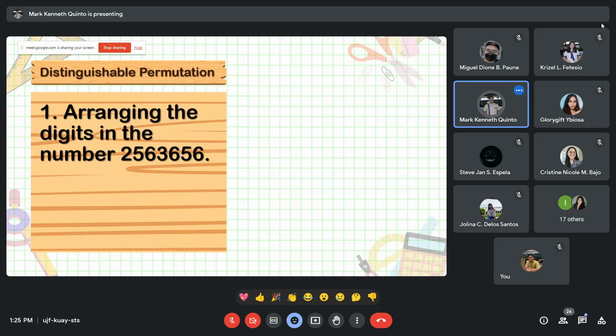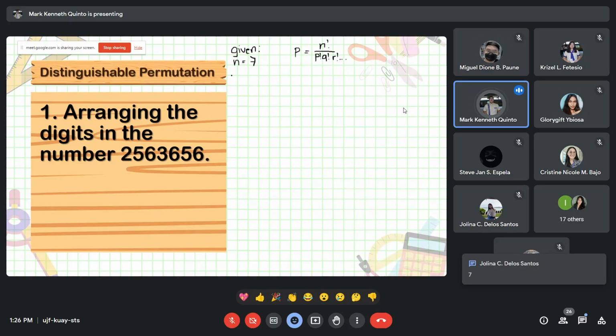So let's have first the first example, which is we have to arrange the digits in the number 2, 5, 6, 3, 6, 5, and 6. In order to solve this problem using distinguishable permutation, of course, we have first to find the given. If you still remember, the formula is permutation is equal to n factorial all over p factorial, q factorial, and r factorial, and so on. So let's have first the value of n. When we say n, it is the total number of objects that we need to arrange. So based here in our digits, how many digits do we have? 7. So we have 7.